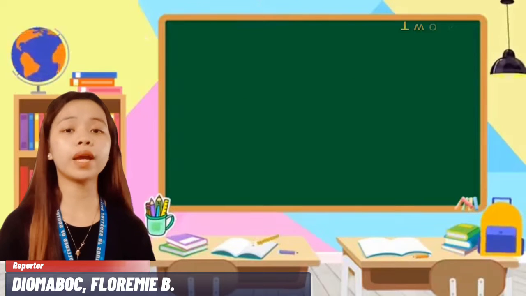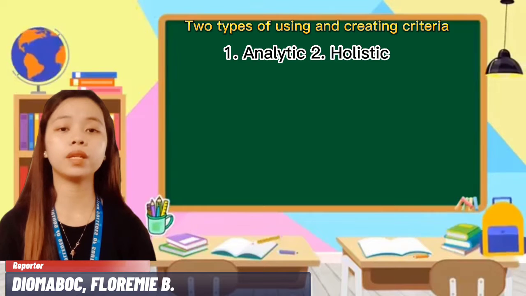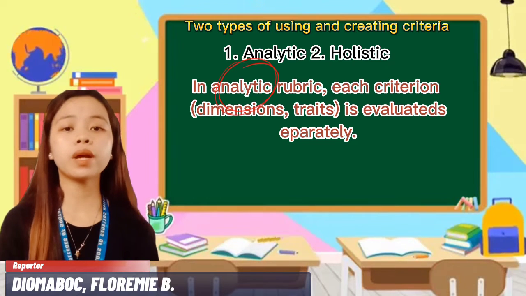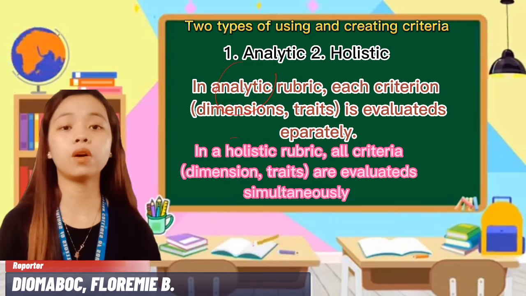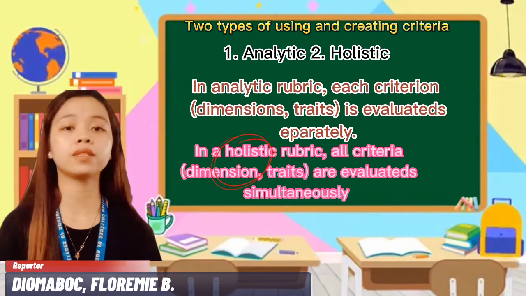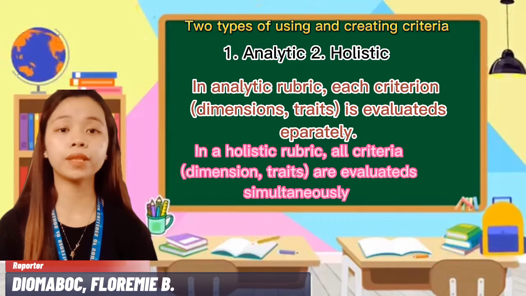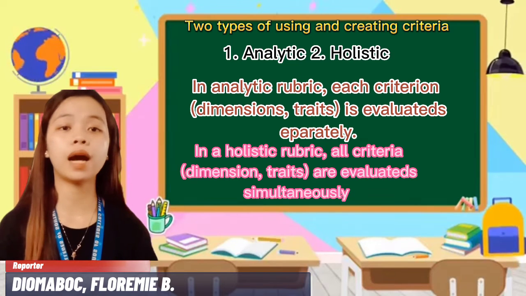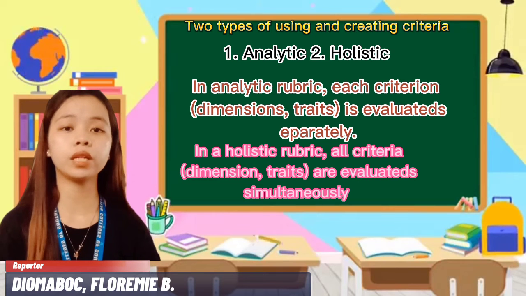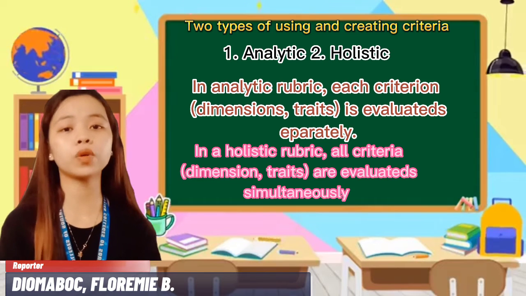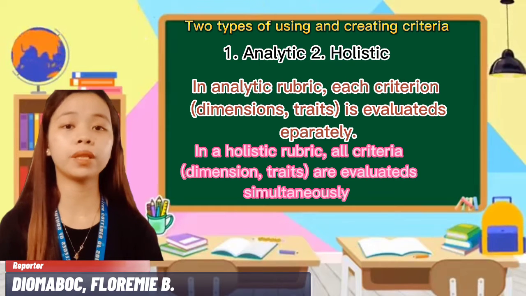So, how to create and use rubrics? There are two types, the analytic and holistic. In an analytic rubric, each criterion is evaluated separately. In a holistic rubric, all criteria are evaluated simultaneously. An analytic rubric is good for formative assessment. It is also adaptable to summative assessment because if you need an overall score for grading, you can combine the scores. In a holistic rubric, scoring is faster than with analytic. It is good for summative assessment also.